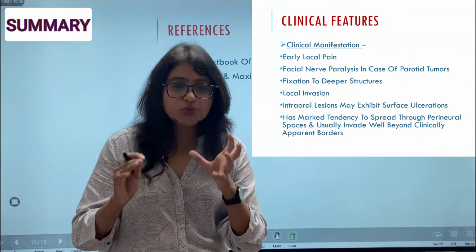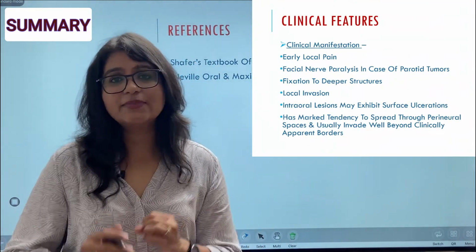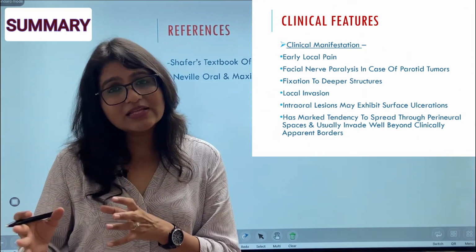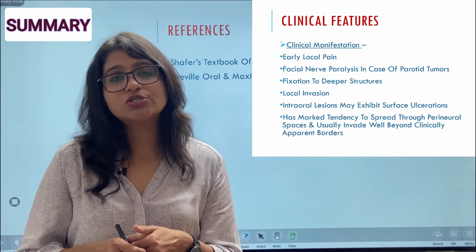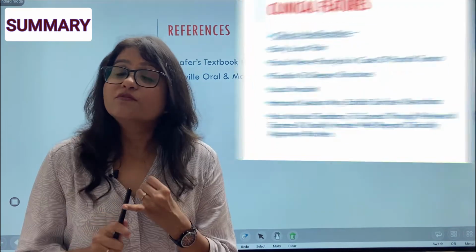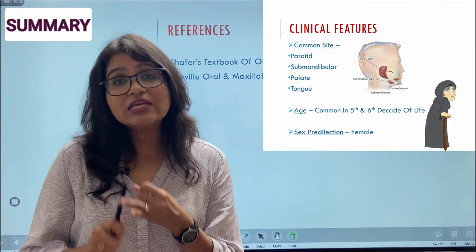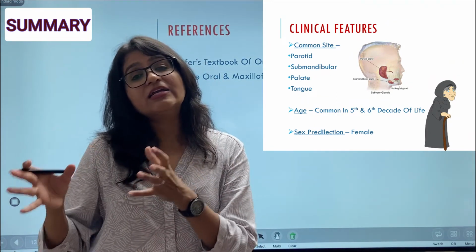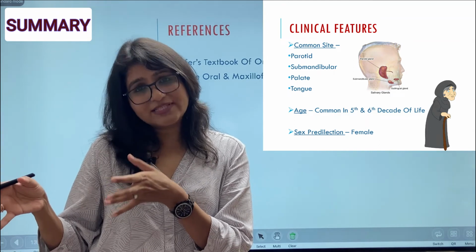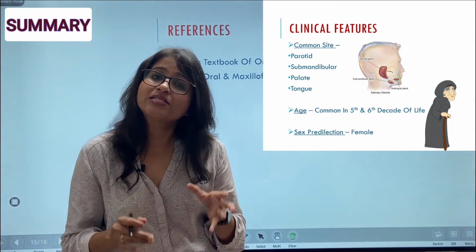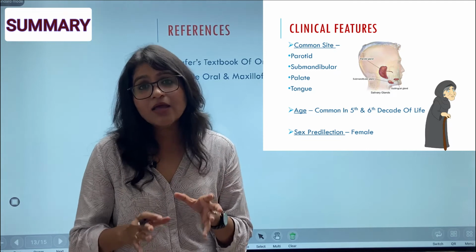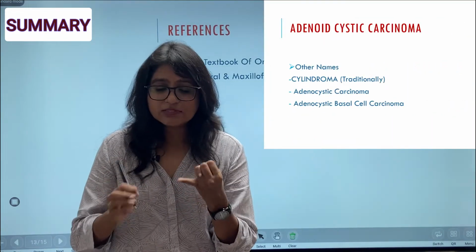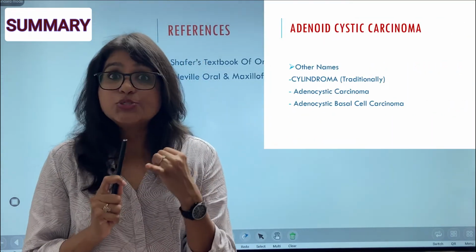Clinical features: it shows features of a malignant neoplasm, that is, there is early local pain, and it is fixed to underlying structures. Then it is more common in females, age is 5th to 6th decade. Site in major salivary glands is parotid and submandibular gland. In minor salivary glands, the site is palate and tongue. Coming to the other names, you should remember the other name, cylindroma.